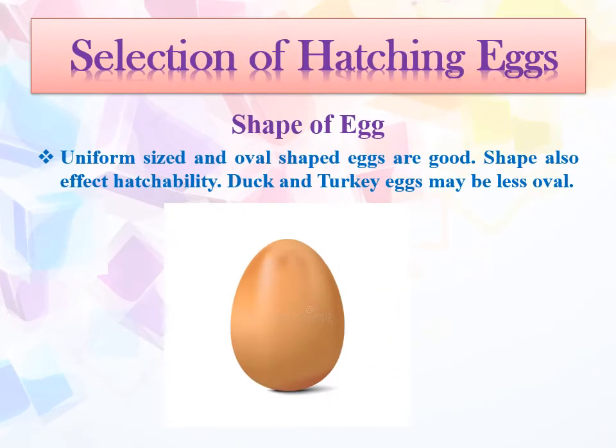Then shape of egg. After size, another important factor for selection of this fertile egg or hatching egg is the shape. So normally chicken eggs are oval shaped. Oval shape means one end will be narrower while the other end will be slightly broader. In this broader end there will be the air cell. So this is the ideal oval shape, and this type of oval shaped egg should be selected to put into the incubator or for natural incubation. Duck and turkey eggs are generally less oval. They are generally of a rounder shape.